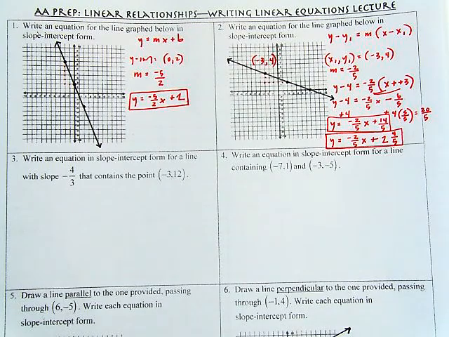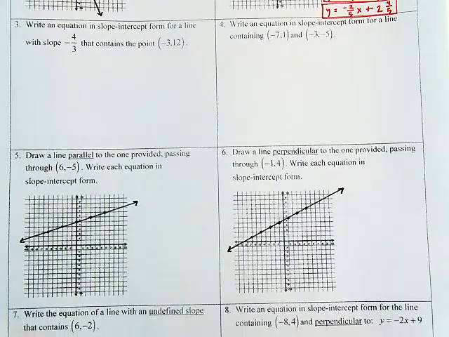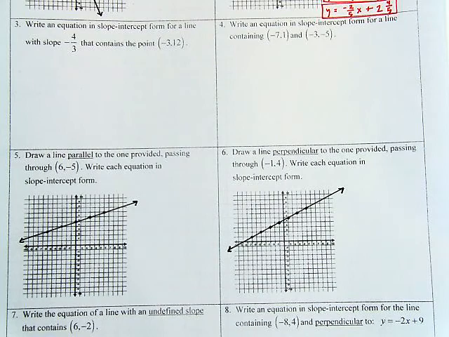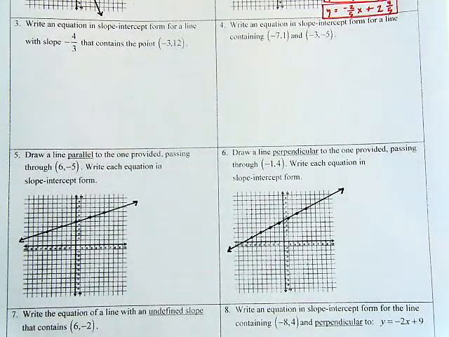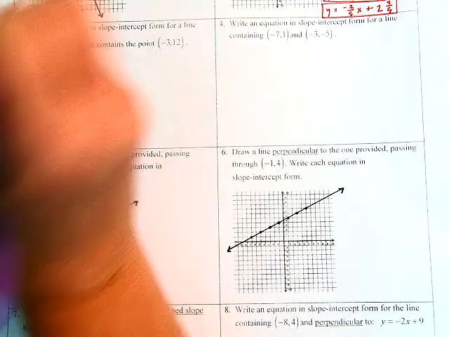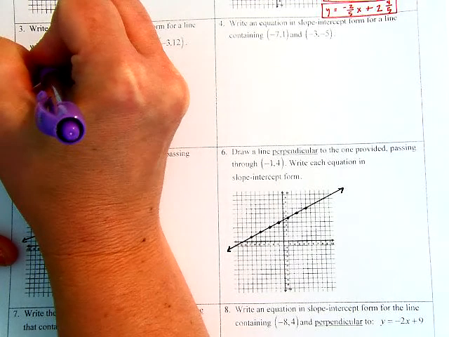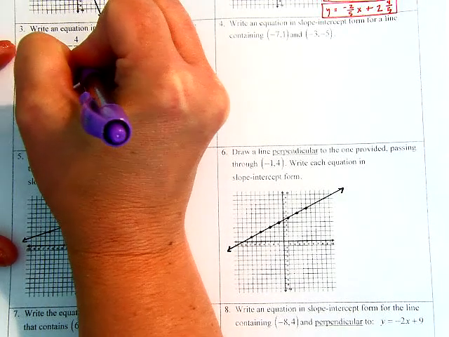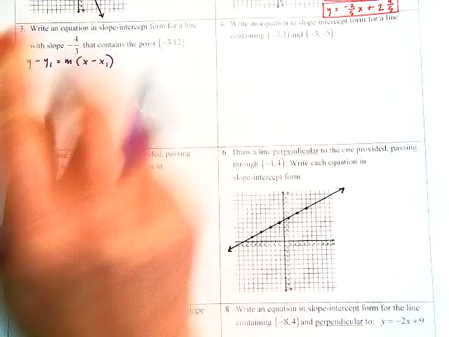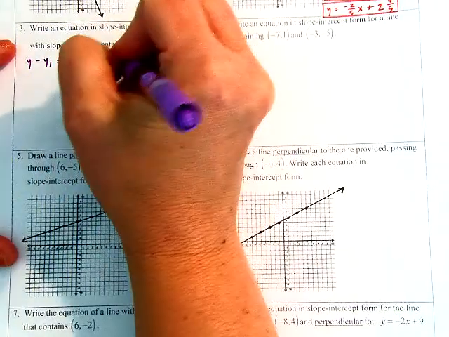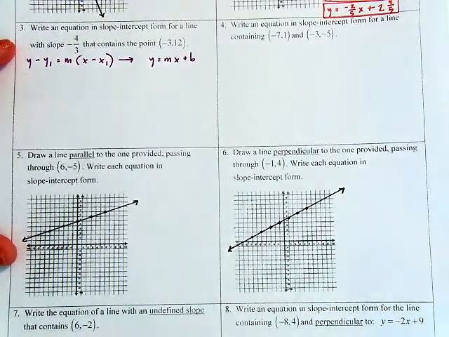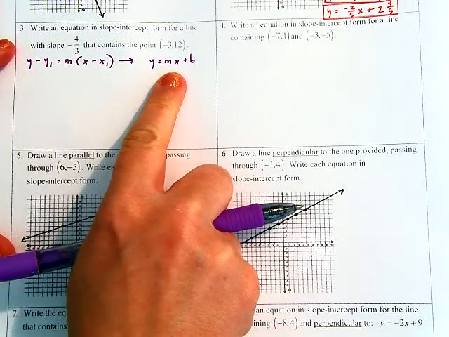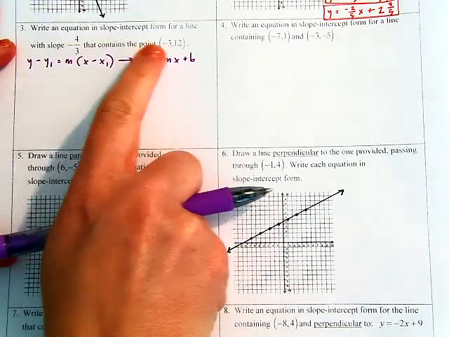Okay, so next up, 3. Write an equation in slope-intercept form for a line with this slope that contains this point. This skill is really just like problem 2, I just don't have a visual. So I need to start in point-slope form and then convert it into slope-intercept form. Let me write out my 2 structures first. Here I have point-slope, and I want to convert it into slope-intercept form, y equals mx plus b. Here is my slope, and here's my point.